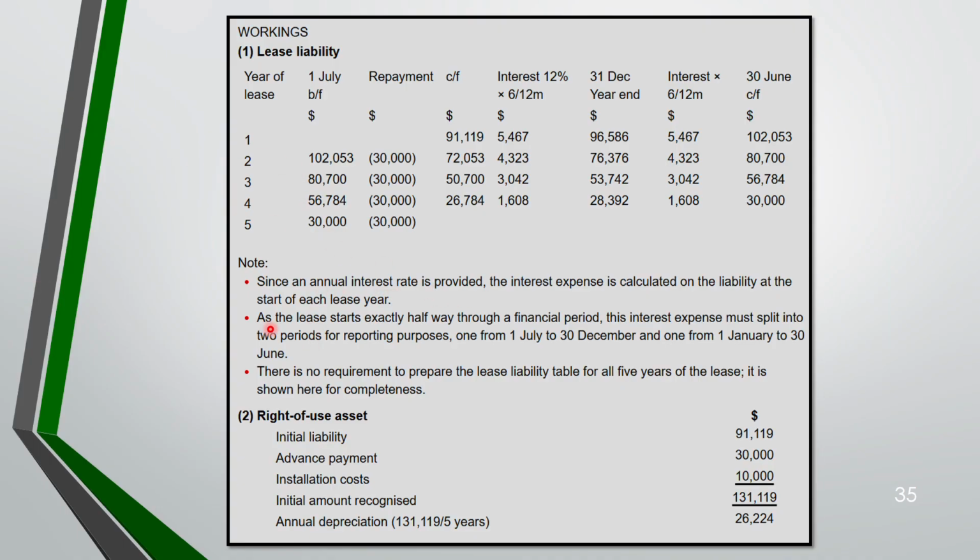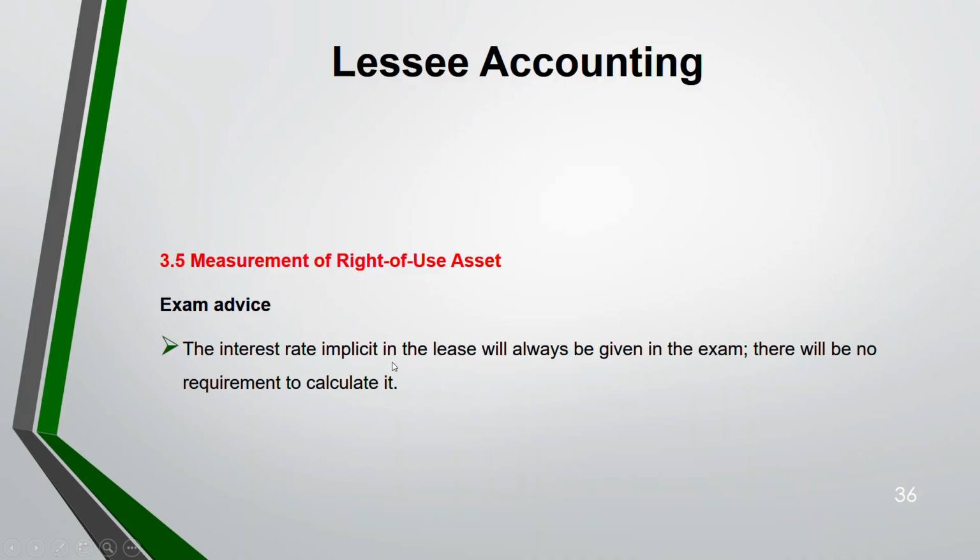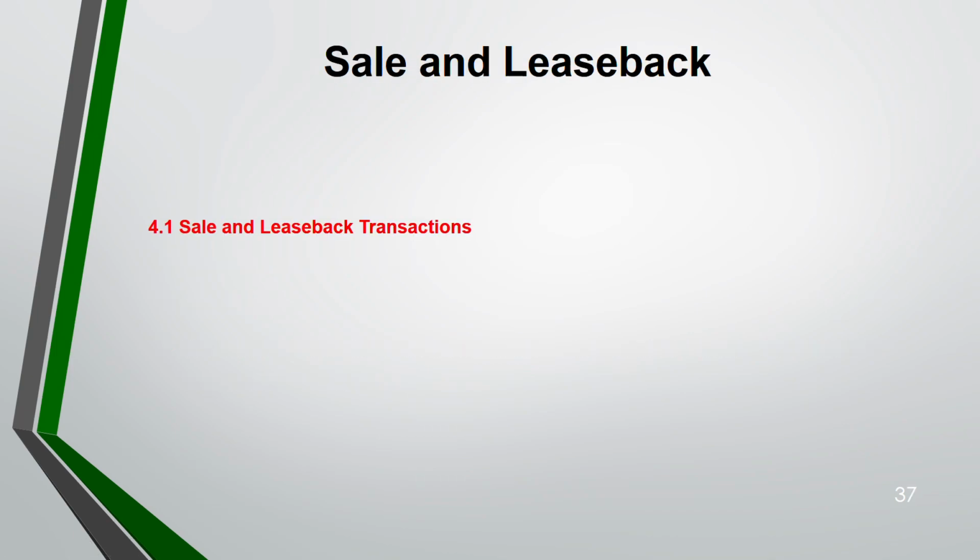So point number 2, as the lease starts exactly halfway through the financial year, you have to split the interest expense into two reporting periods. One from 1st July to 30th December, the other one from 1st January to 30th June. Now, the interest rate implicit in your lease will always be given in the exam, so no need to worry about it. Now, the last part of this lecture, that is sale and lease back.